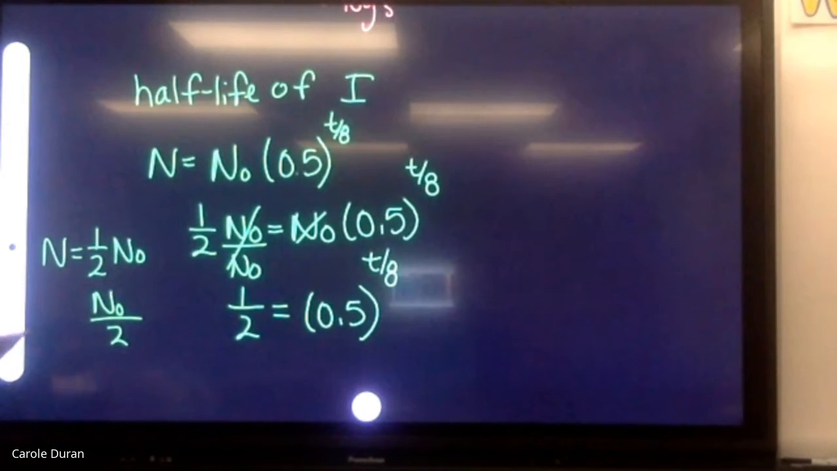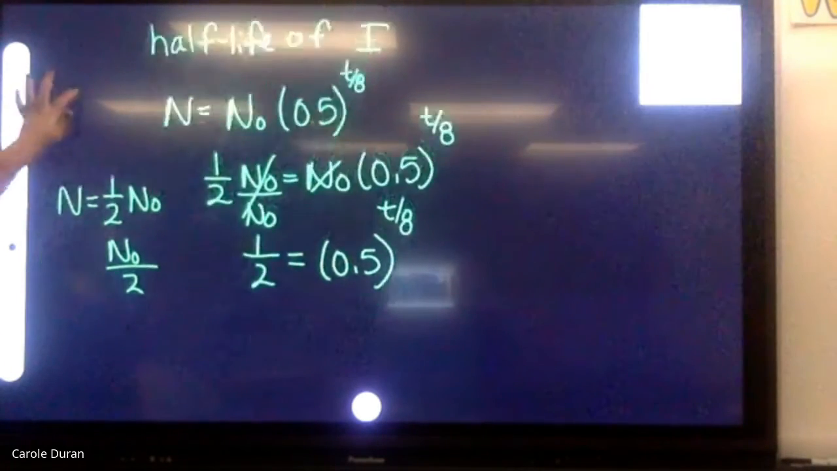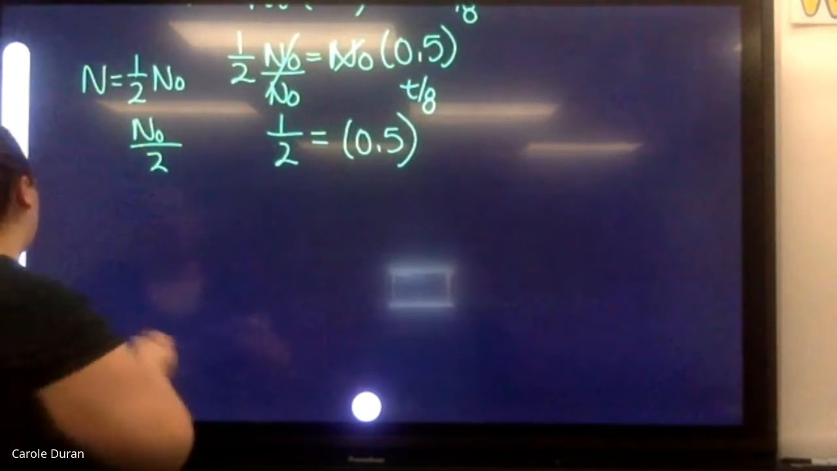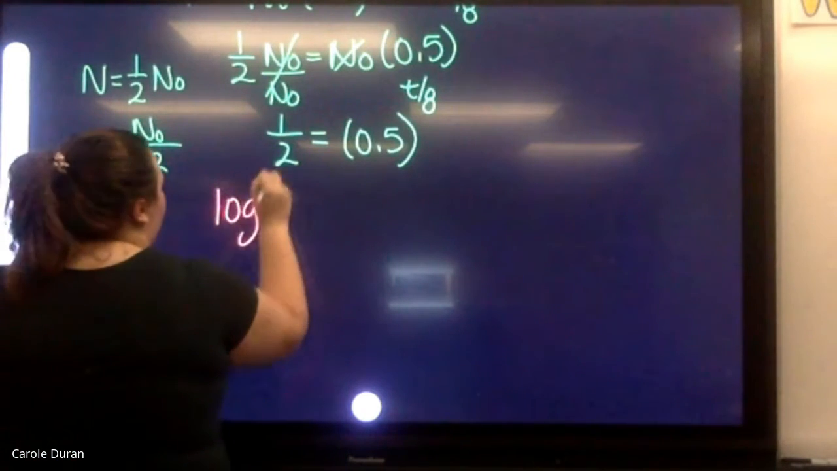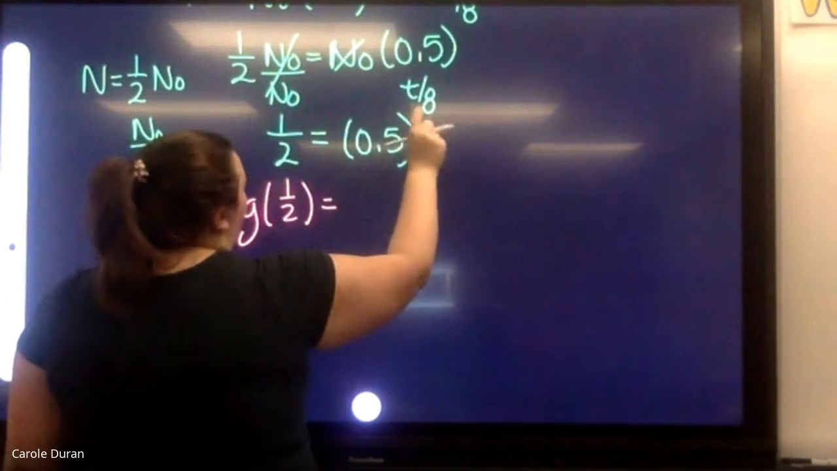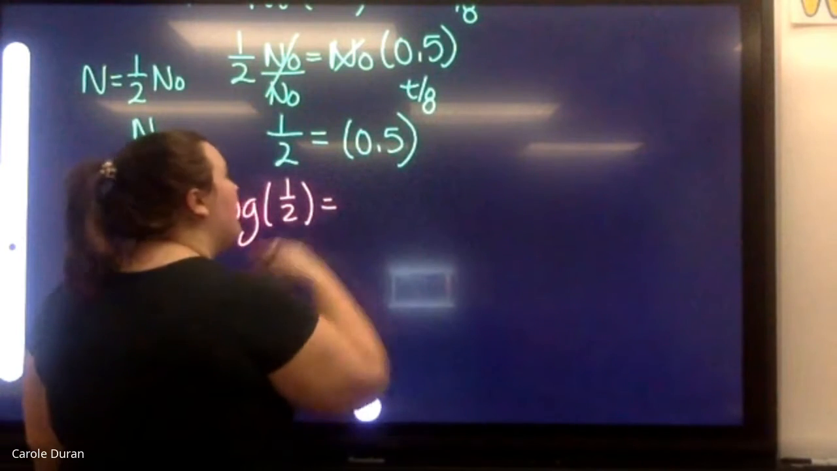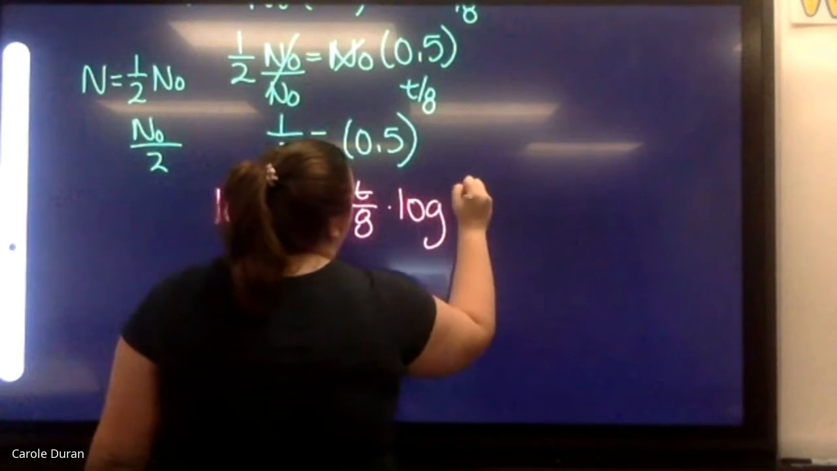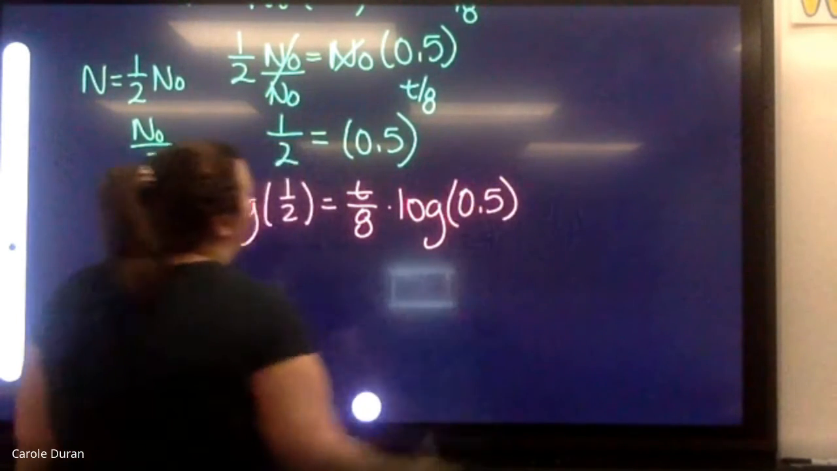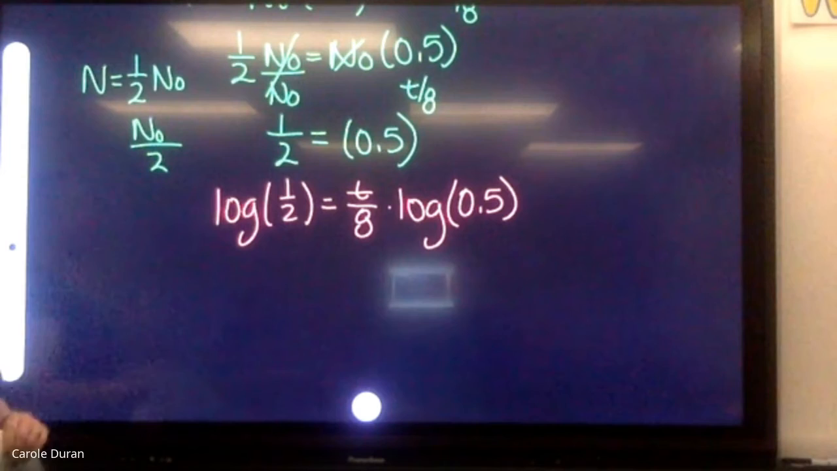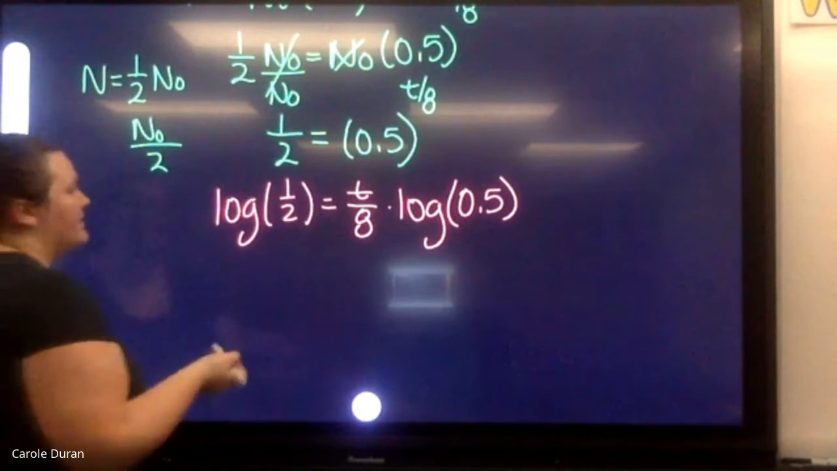So as I'm looking at this, there's not a whole lot I can do because I still have a variable in the exponent. So I need to find a way to bring that down. And to do that, I'm going to take the log of both sides and then use my logarithmic laws. So when I do that, I get log of 1/2 equals, when I take the log of the 0.5 to the t divided by 8 power, that t divided by 8 comes out front. And then I'm just taking the log of that 0.5 base. I need to go ahead and divide by that log of 0.5 from the right-hand side.